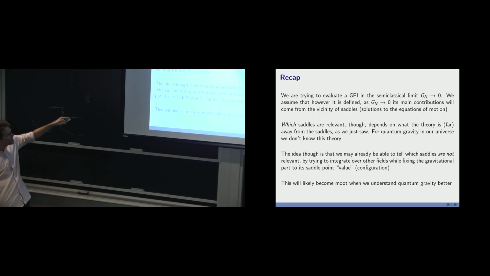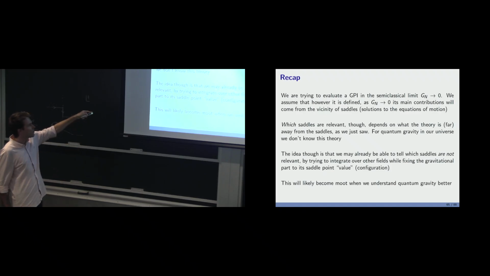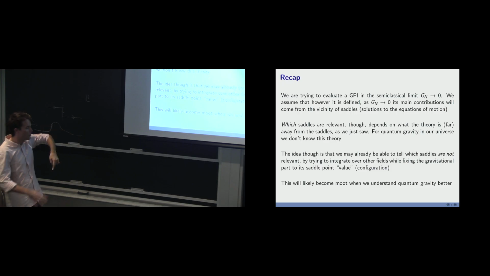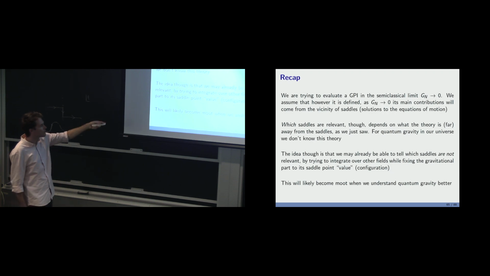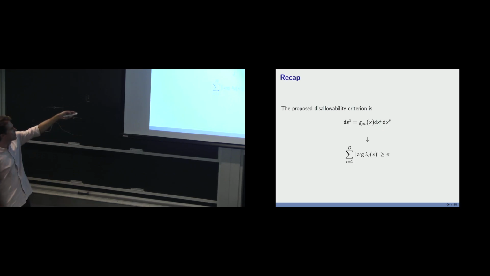But the idea here is that we may already be able to tell which saddles are definitely not relevant. Of course, it's debatable whether this is the correct criterion. That's the idea. And you look at that by trying to integrate over the other fields while fixing the gravitational part, and other parts that may backreact, to their saddle point values. Of course, when we have a full understanding, this may become moot, or maybe it'll remain as a simple way to check for something that definitely doesn't make sense. Okay, so that's the condition.